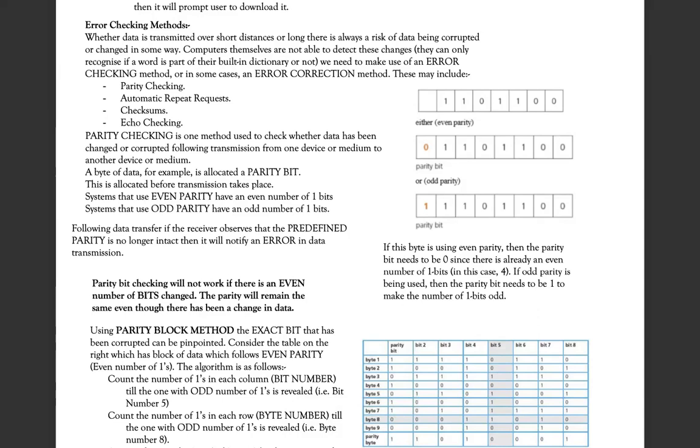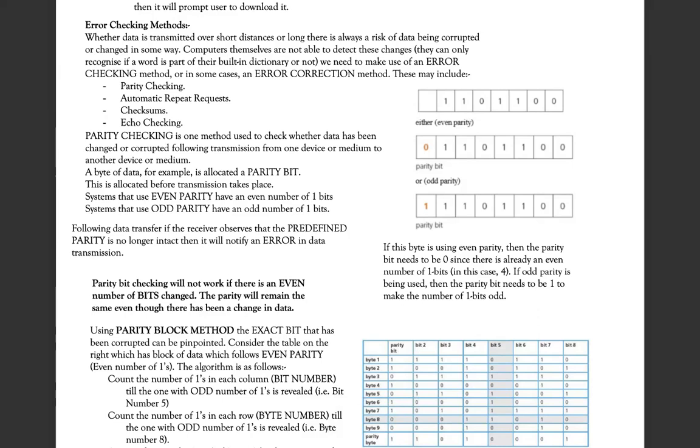So if my sender and receiver have agreed on even parity, it means my sender will make sure that the data byte being sent has an even number of ones, and the receiver will check that the received data has also arrived with an even number of ones. If both devices can agree that the sender sent an even number of ones and the receiver received an even number of ones, that means data transmission has been carried out correctly.